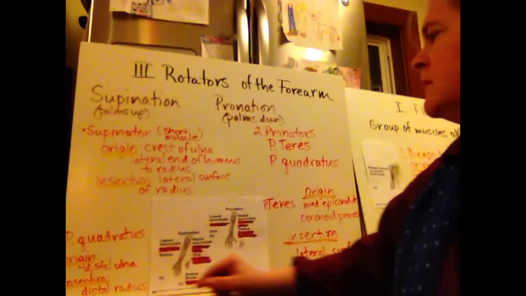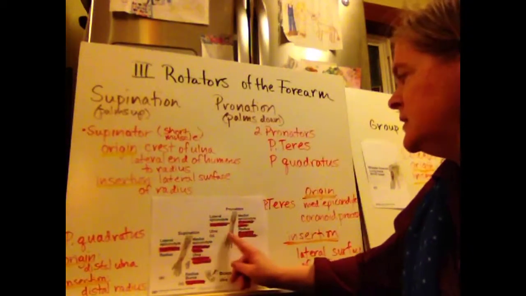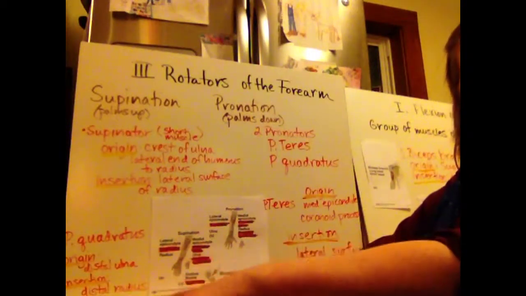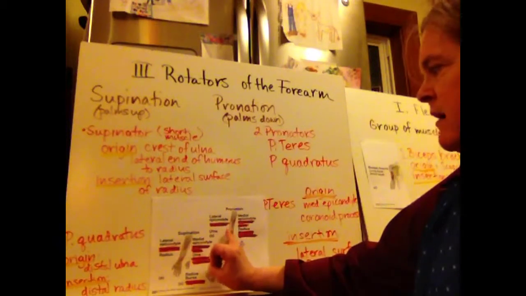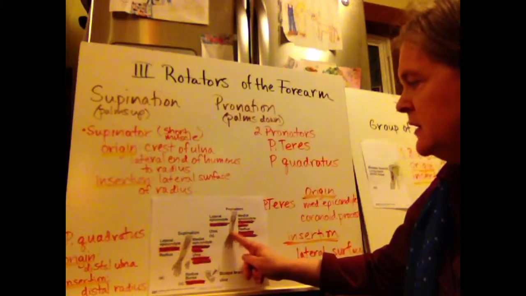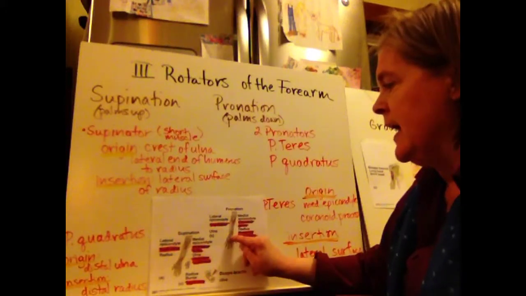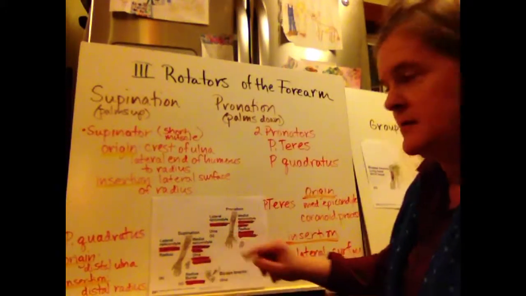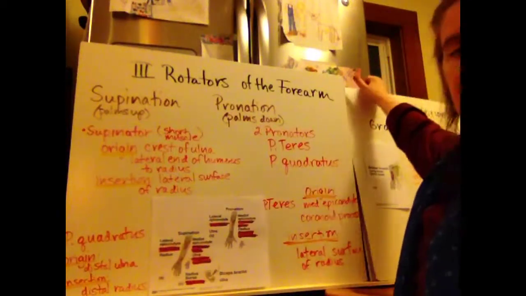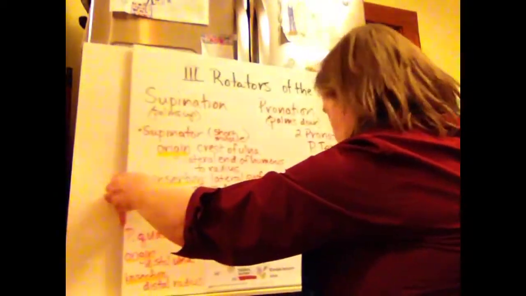The pronator quadratus, the origin is in the distal end of the ulna. Again, the hand is palm down, the posterior surface, so this outer bone is the ulna. And then just this small little muscle here is the pronator quadratus with the insertion at the distal end of the radius. Both of the pronator muscles and the supinator muscles are small, short.